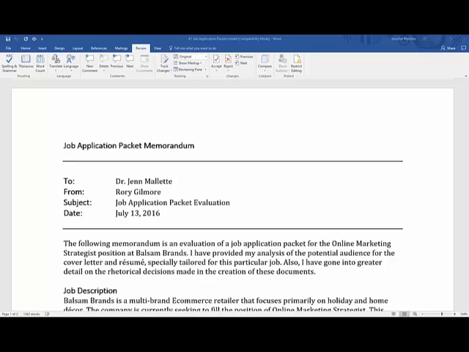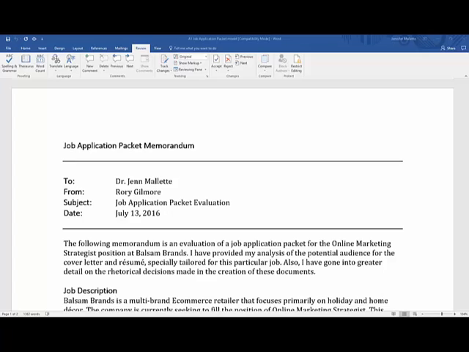This job application packet memorandum is written to me. So while your documents are written for the employer that you're applying for, you want to consider how you're using this memo to explain to me your choices in terms of formatting, content, and any other choices you made in how you both created your resume and the content you included in your resume and cover letter.